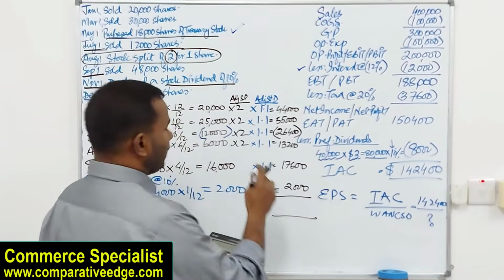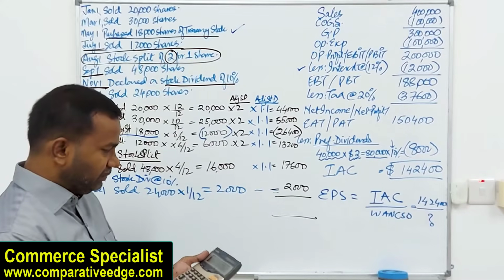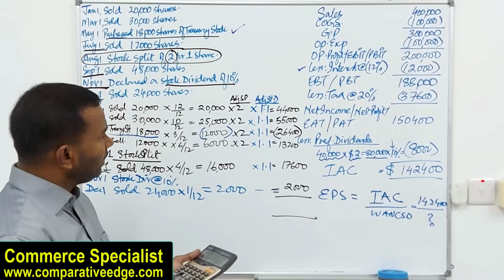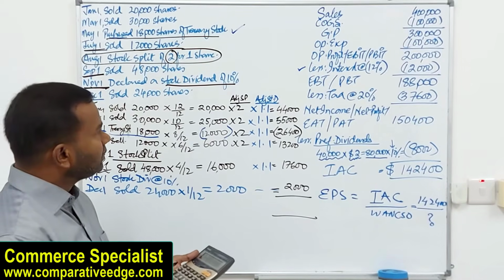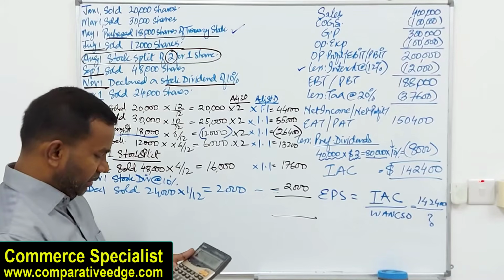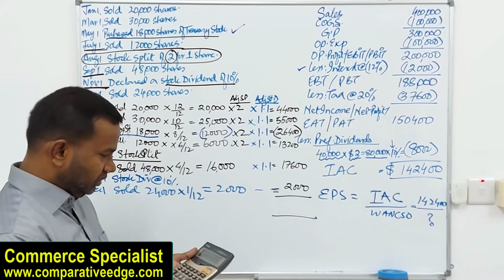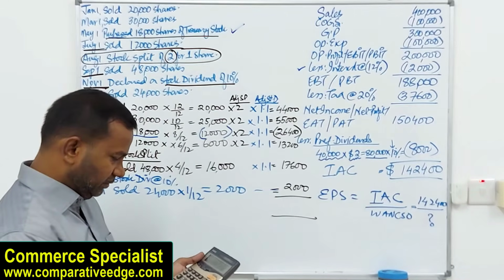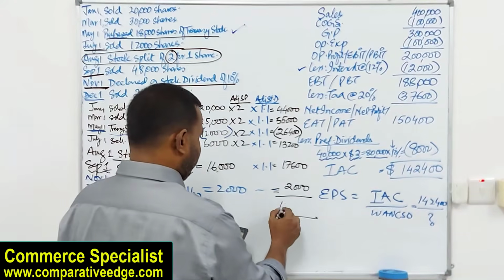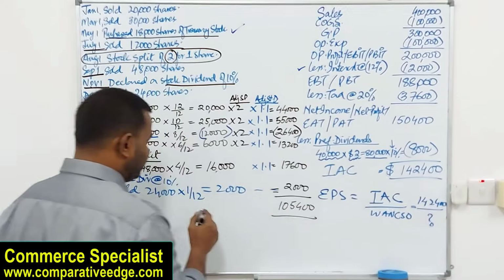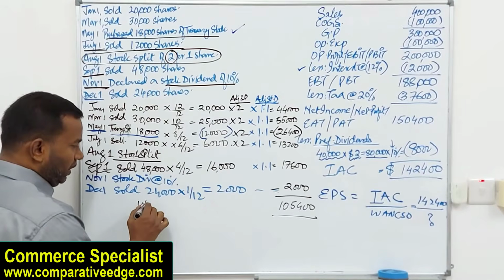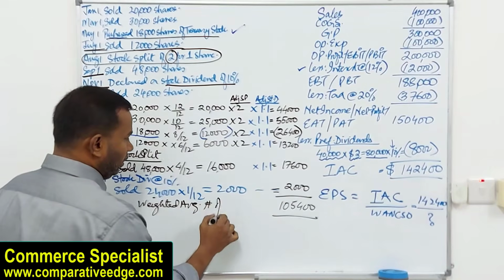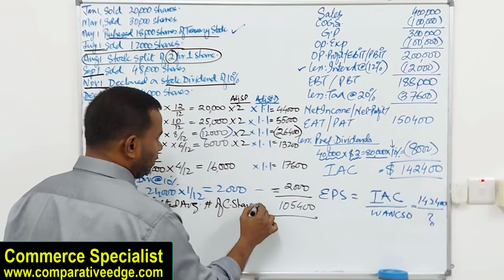You add this, please. So when you add this, 44,000 plus 55,000 is 99,000, plus 13,200 plus 17,600 plus 2,000 minus 26,400, which was for treasury stock. So I'm getting 105,400. This is the whole answer; you can call it the weighted average number of common shares outstanding.